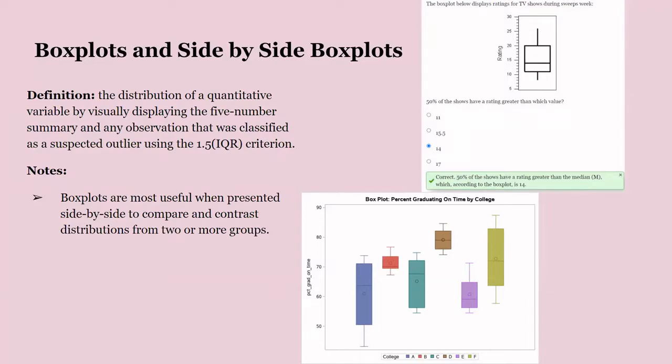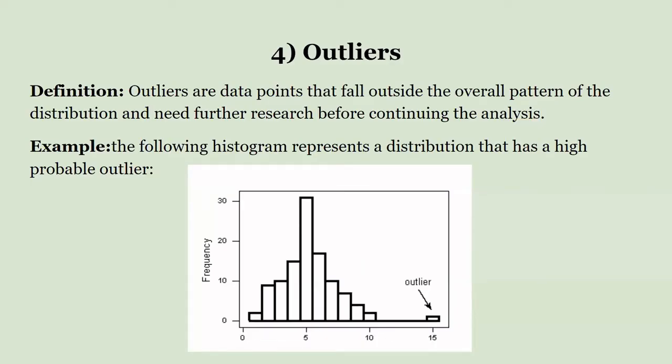Box plots display the distribution of quantitative variables using the 5-number summary. Side-by-side box plots are used to compare the distribution of two or more groups. Outliers are data points that fall outside the overall pattern of a distribution and need to be researched before making a conclusion.